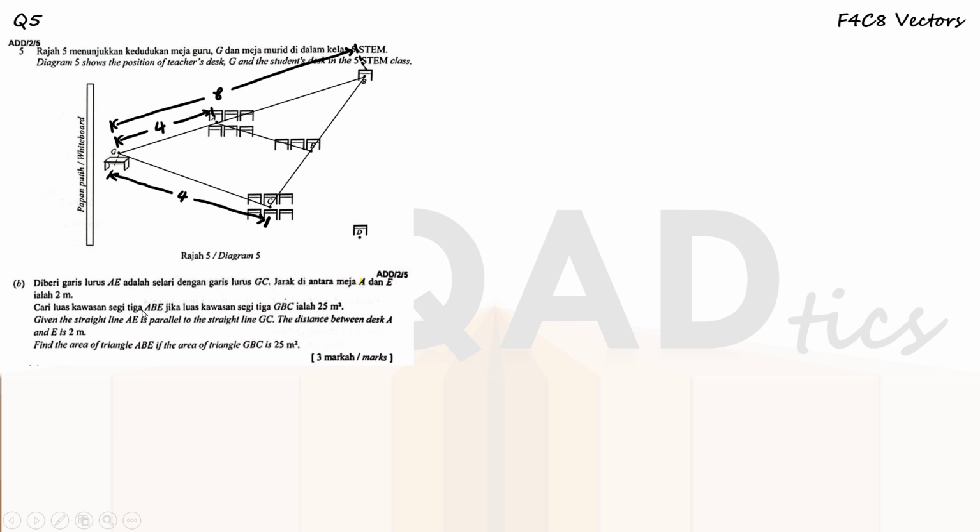Okay, so here it also gives us some additional information where AE and GC are parallel, and the distance between A and E is 2 meters, right? And the big triangle area, which is GBC, is 25 meters squared. So now we need to find the area of the small triangle ABE. Okay, so for the area of a triangle, we can use the formula 1/2 times base times height. But for this diagram, as you can see here, we don't have the height for this small triangle.